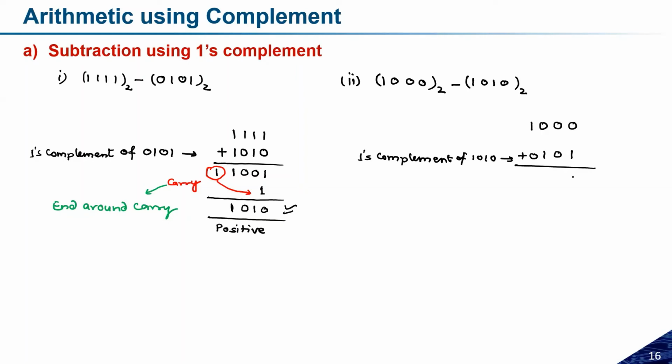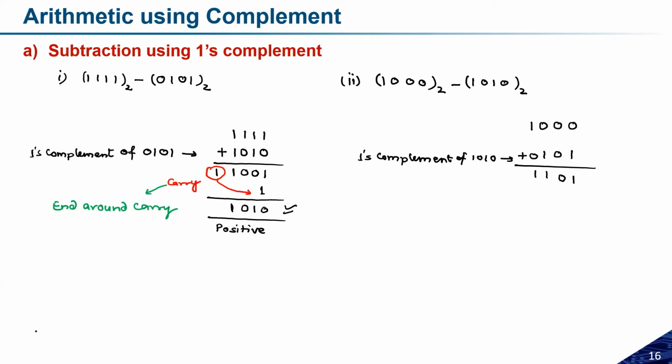0 plus 1, that gives 1. 0 plus 0, this will give 0. 0 plus 1, this will give 1. And 1 plus 0, this will also give 1. Okay. Now, here if we see, no carry is generated. So if no carry, it means the number is negative. If no carry, then number is negative.